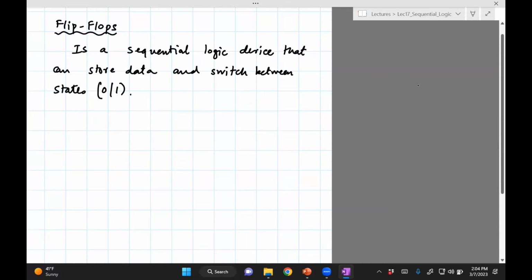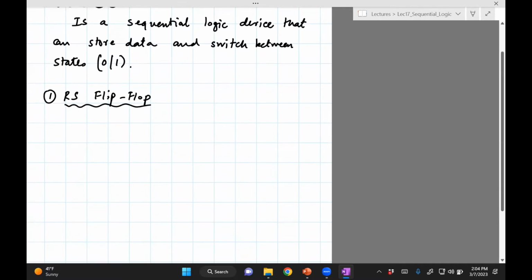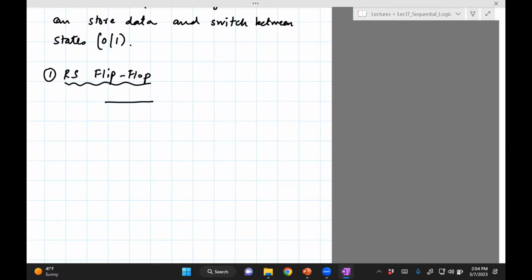So let's look at the simplest flip-flop. It's known as the RS flip-flop. Okay, this is the circuit symbol.